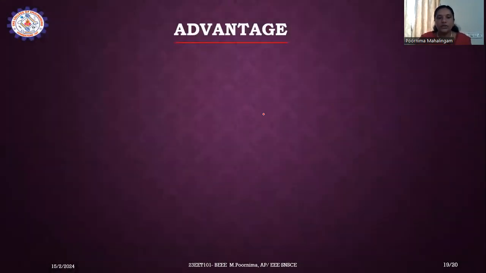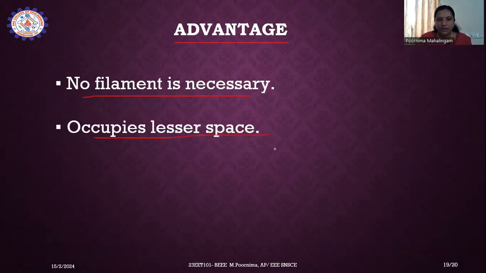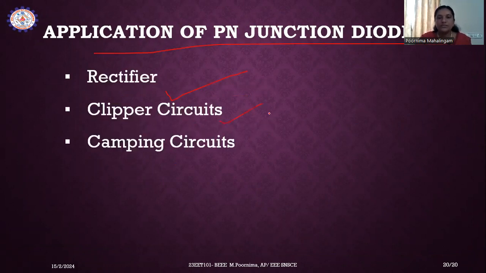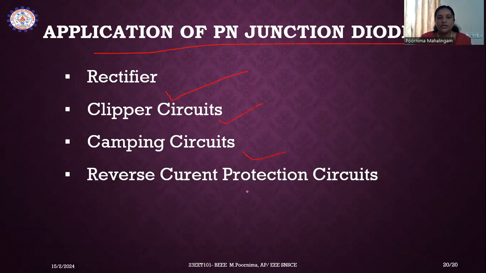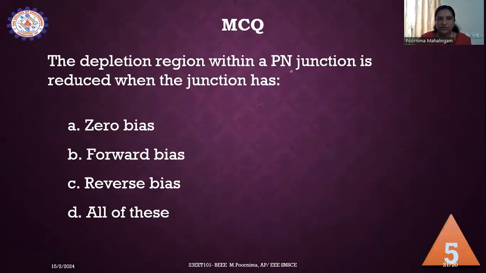Finally, we move to the advantages. No filament is necessary, it occupies less space, and it has a long life. Applications of diodes: they act as rectifiers and are used in rectifiers, clippers, clampers, reverse current protection and logic gates. In these we are using PN junction diodes.